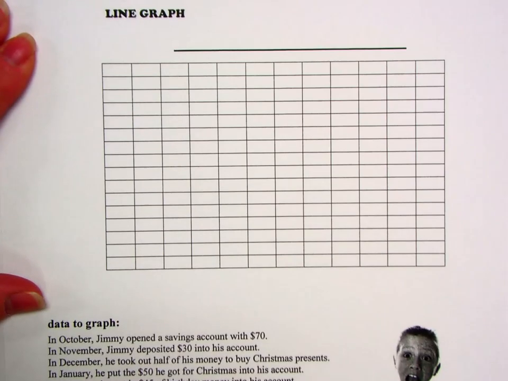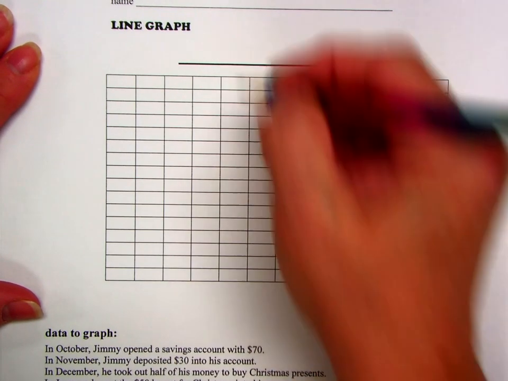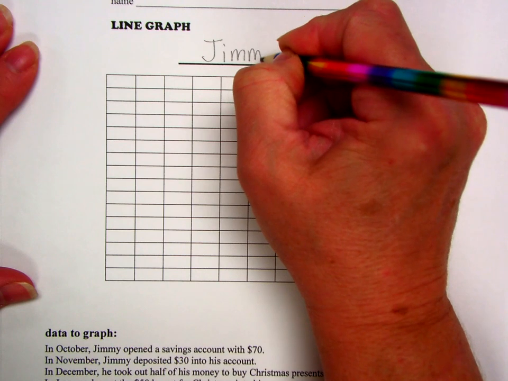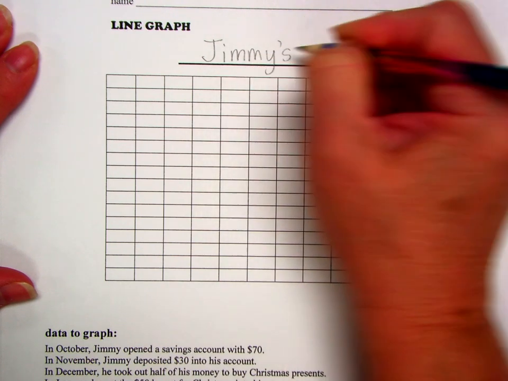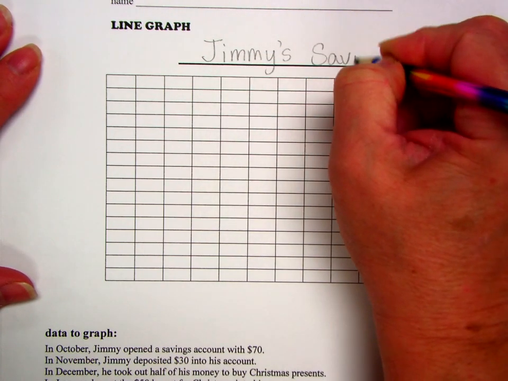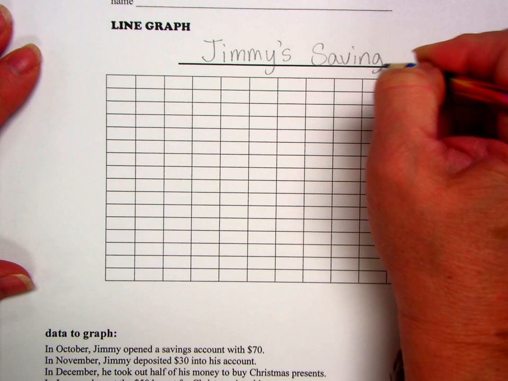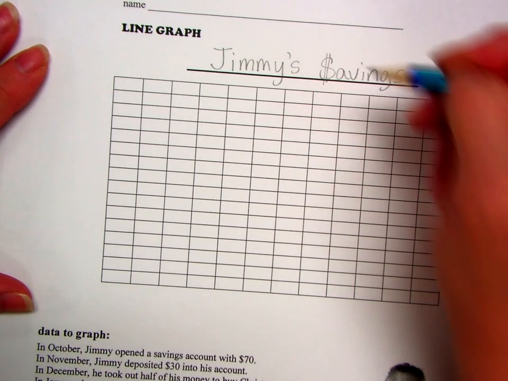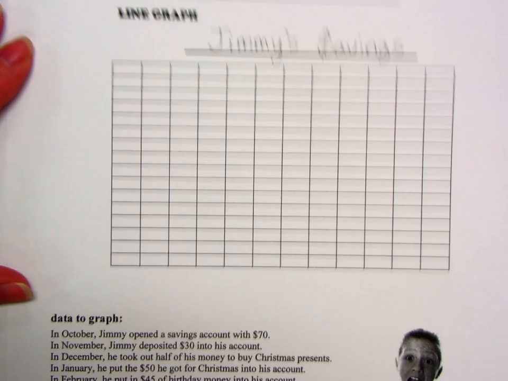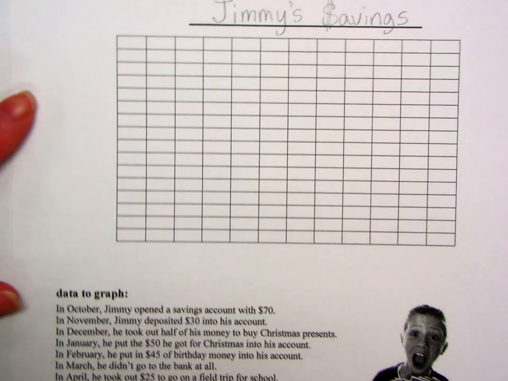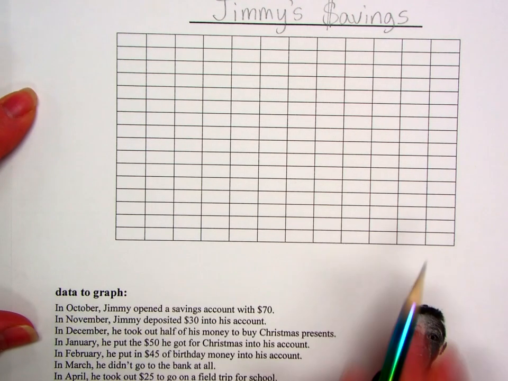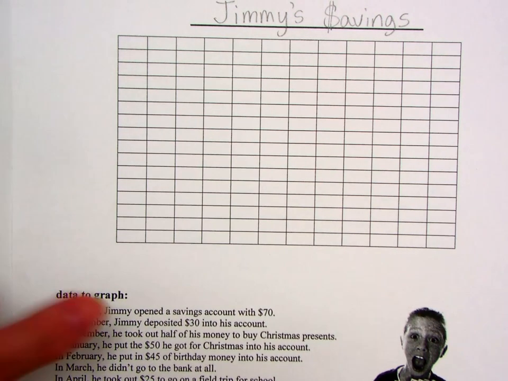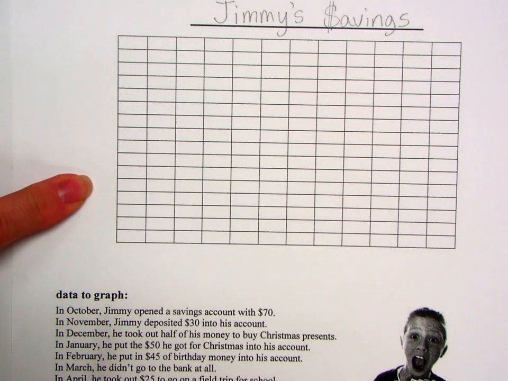So I'm going to title this graph, Jimmy's Savings. And I'm even going to make this S into a dollar sign just so I can remind myself it's about money. All right, now in this data, we need to figure out what's going to be across the bottom of the graph and what's going to be up the side of the graph.